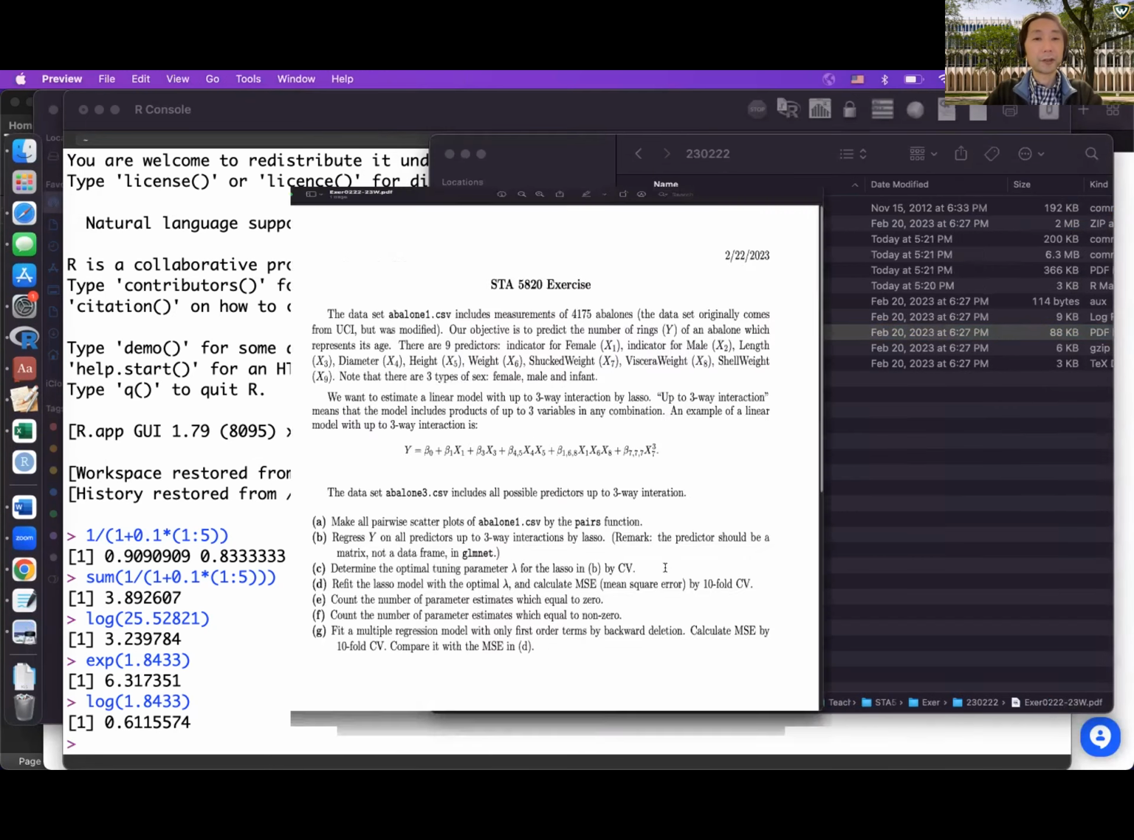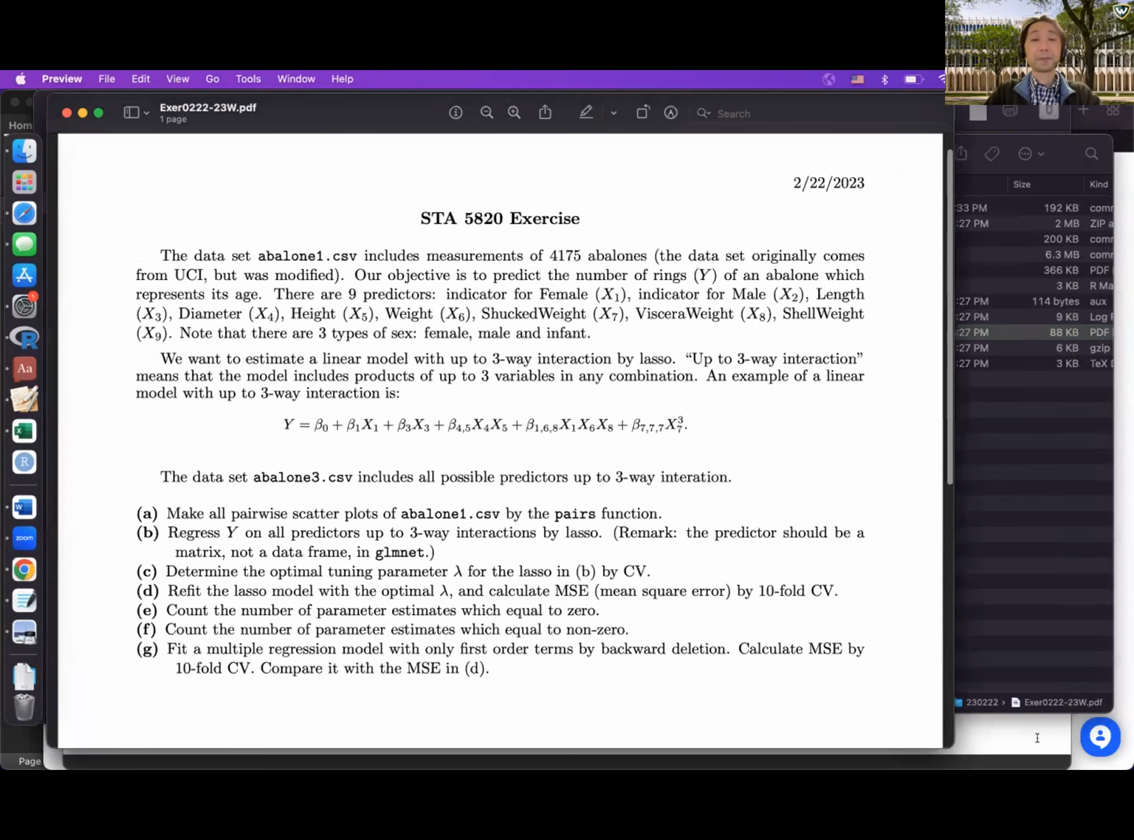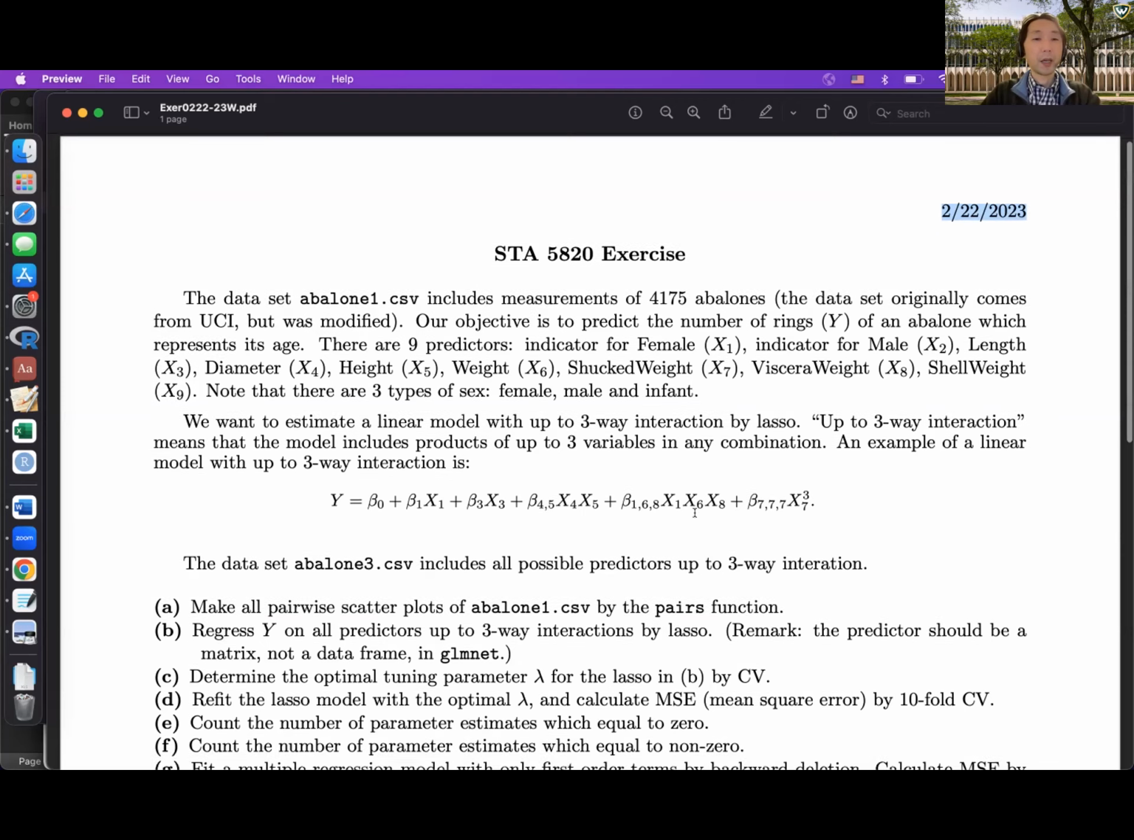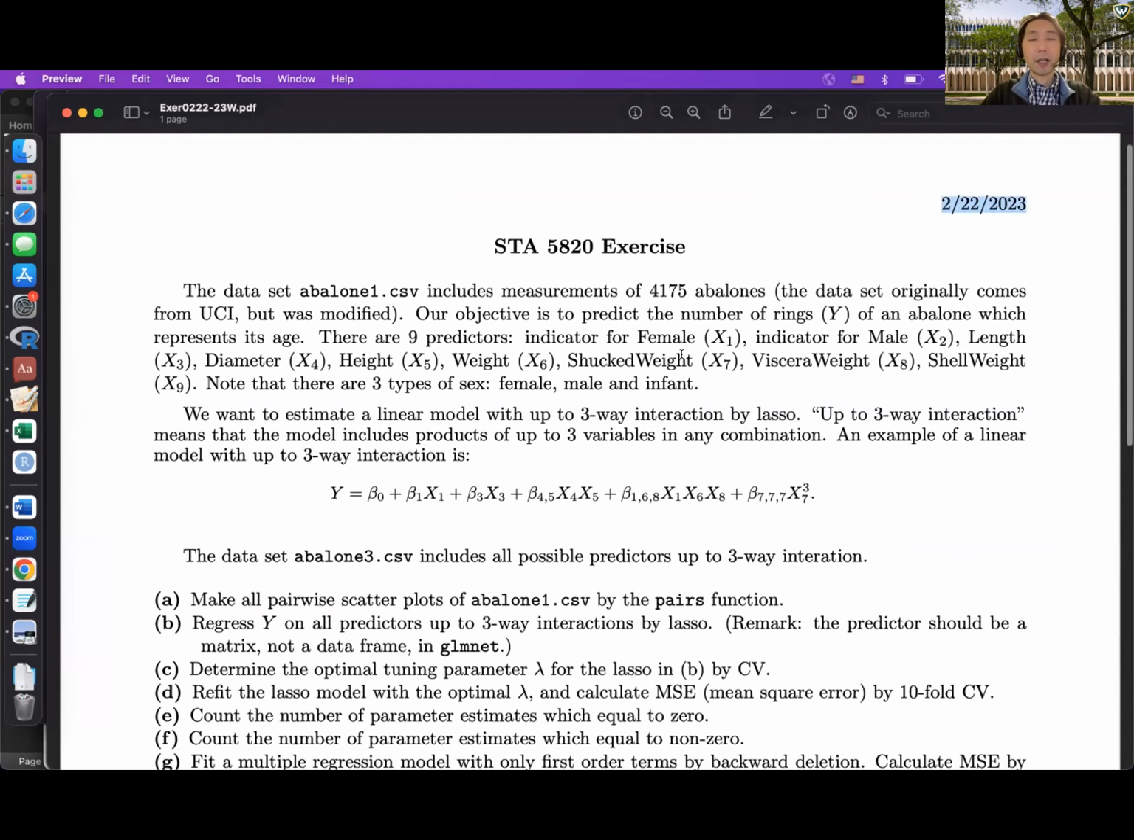Do you have any questions so far? Has this been put into the modules or something? Yes, under module exercise, the exercise of February 22, so exercise 0222. You can find this one and also the dataset. The dataset is abalone.zip, which includes the 2 abalone datasets.